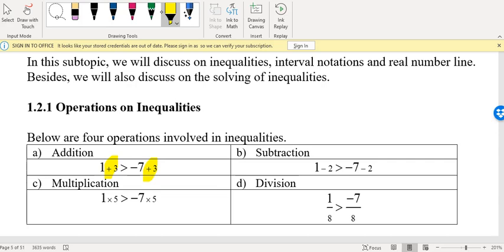Same goes with subtraction. If you need to subtract 2 on the right, then you also need to subtract on the left hand side, to be fair. Same goes with multiplication. If you multiply by 5 on the left, you must multiply by 5 on the right. If you divide by 8 on the left, you must also divide by 8 on the right. This is called the balance method, or balance theory. I just gave you a very quick review of what you learned during your secondary school.